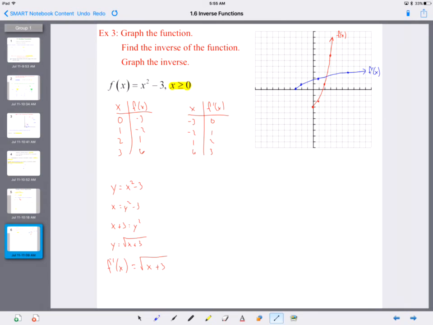And one last thing you can check is, does it look like it's symmetric to the line y equals x? And it does. So you probably know that you did it right. And so that kind of encompasses all the stuff that we have done today with inverse functions.